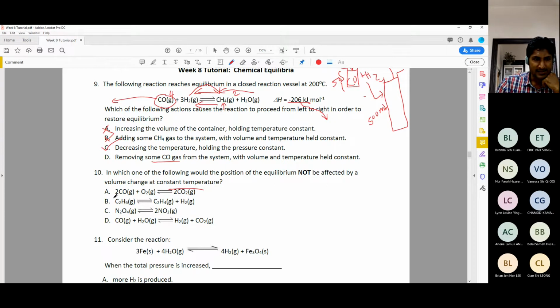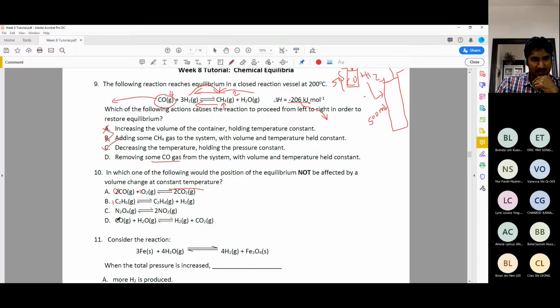In this case, we see that A, it is 2 plus 1, 3 parts on this side. It is 2 on the right side, right? So it will be affected because there is a different number of moles or different number of particles on the two sides. 2 plus 1, 3, and on the right side is 2. B also has a different number of particles. This is 1. On the right side is 1 plus 1, 2. C is also 1 and 2.